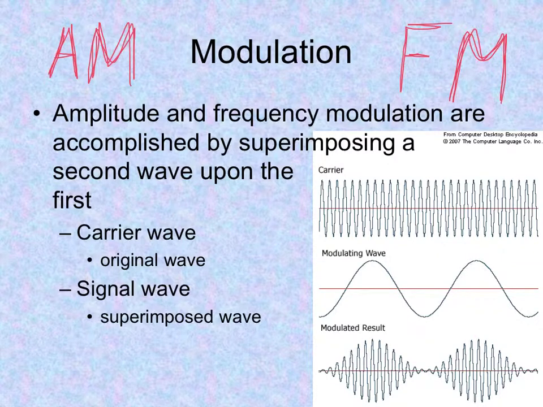And so, regardless of whether we are using AM or FM, we have a carrier wave and a signal wave. The carrier wave is the base wave. It's the wave that, when you're talking about the frequency of the radio station, that's the frequency of the carrier wave. The modulating wave is the wave that gets put onto it to transmit information. The modulating wave is where the actual information is contained, and it's superimposed on top of the carrier wave.